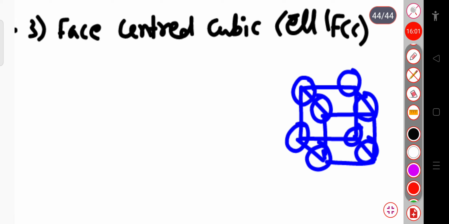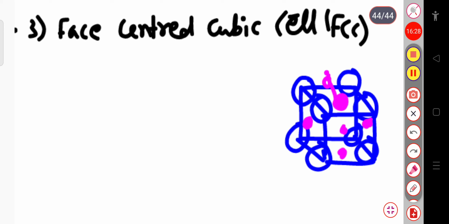And also since there are 6 faces, top, bottom, front, back and the 2 side walls, on these 6 faces there will be 6 atoms. Here is 1 atom, here is also 1 atom, on the back side 1 atom, on the front side 1 atom, on the bottom side 1 atom, and on this side wall also 1 atom.